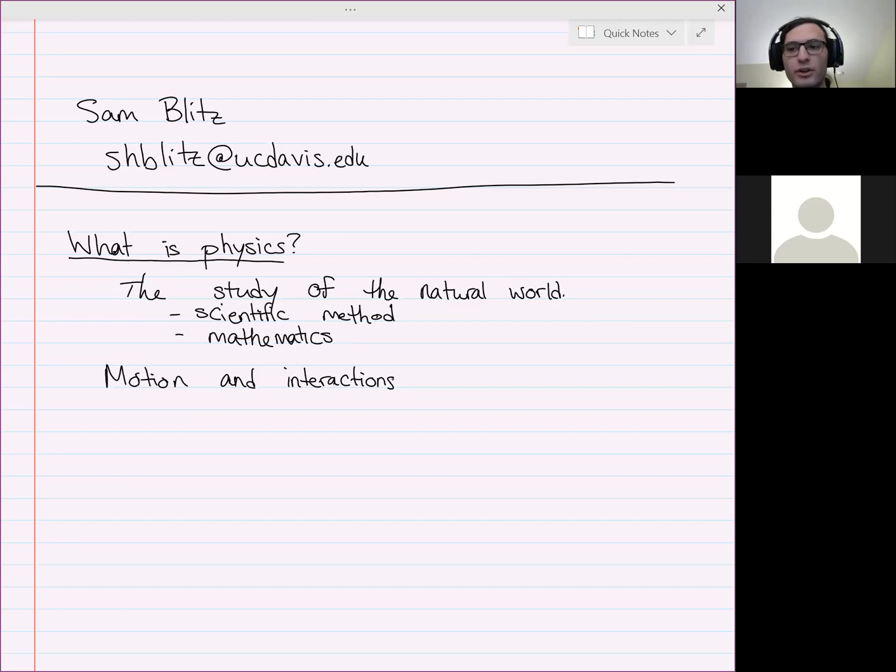So if all we're talking about is motion and interactions, that goes all the way from the most basic things to the most fundamental and esoteric things that you see in physics. It's all just the study of matter and motion.